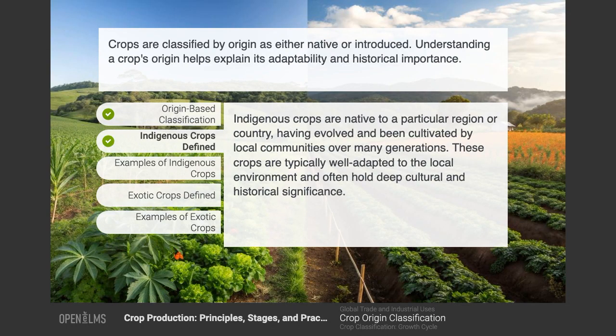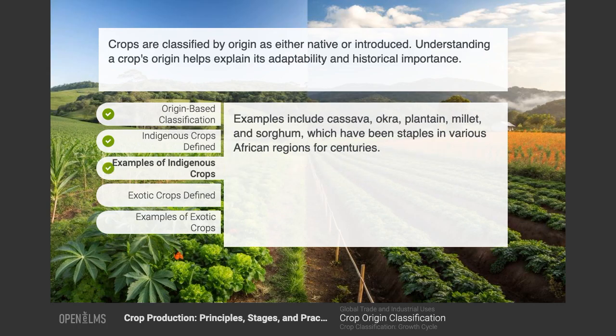Indigenous crops are native to a particular region or country, having evolved and been cultivated by local communities over many generations. These crops are typically well adapted to the local environment and often hold deep cultural and historical significance. Examples include cassava, okra, plantain, millet, and sorghum, which have been staples in various African regions for centuries.